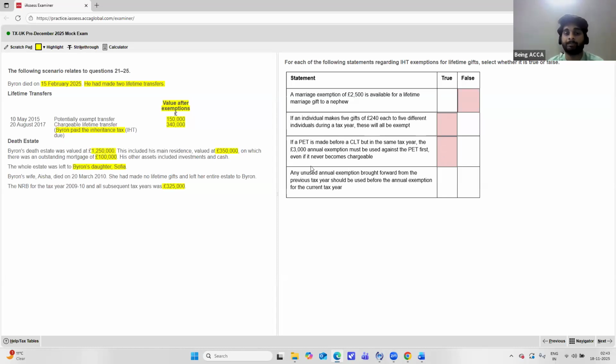All right. So moving on to the fourth point: any unused annual exemption brought forward from the previous tax year should be used before the annual exemption from the current tax year. This is again a false statement, because unused annual exemption that has been carried forward from the prior year should always be utilized after deducting your current year's annual exemption of £3,000. It should always be after, but not before.